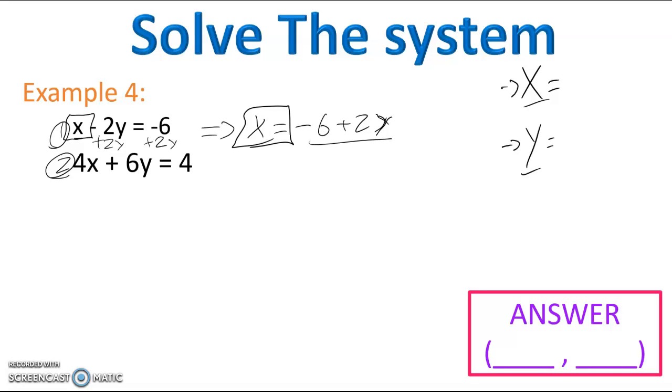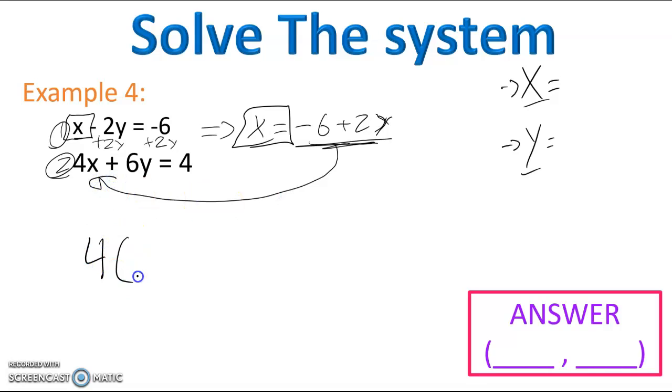Because the rest of these are going to deal with fractions, and I know that nobody here really likes dealing with fractions. So now, since I have my x equals negative 6 plus 2y, I'm going to take this x right here, and for all my x's in my other equation, I'm going to substitute this in for that x. So let's go ahead and do that.